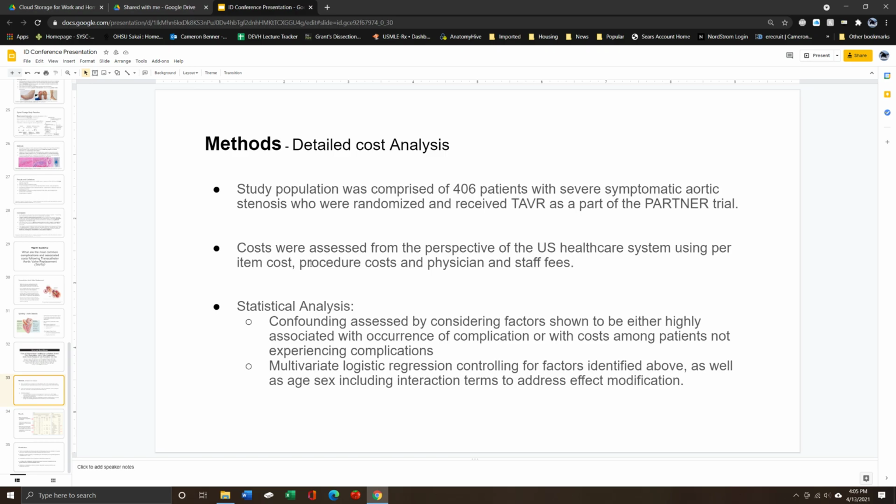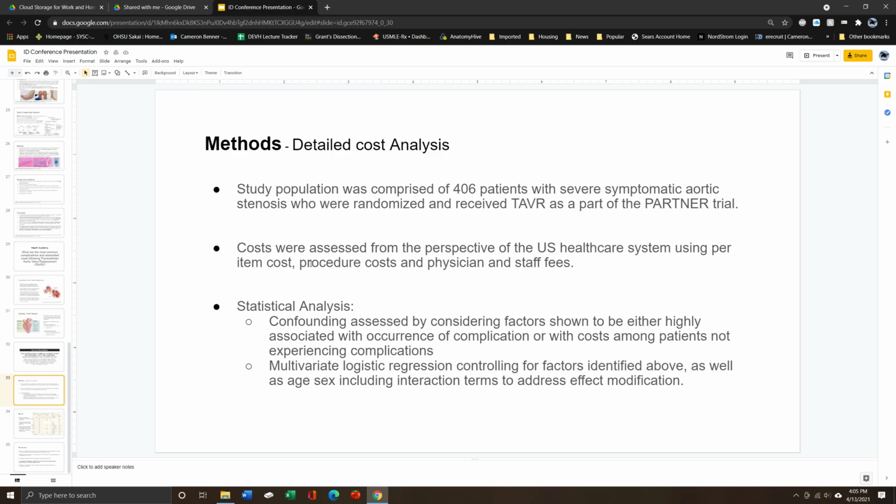And the statistical analysis consisted of controlling for confounding by considering factors that were shown to be either highly associated with both the occurrence of the complication or with a higher burden of costs for patients that didn't experience complications. That's a standard univariate analysis of looking at potential different factors that were available that could potentially confound the relationship between the rate of occurrence and the overall cost of complication.